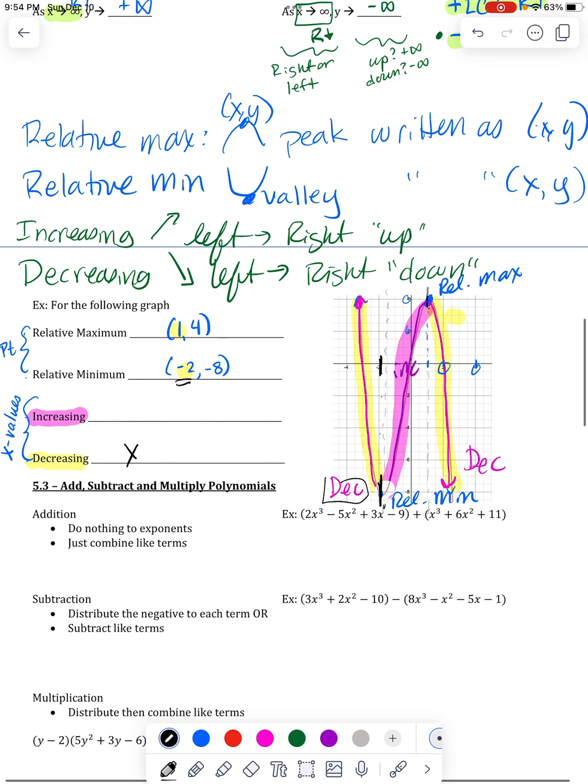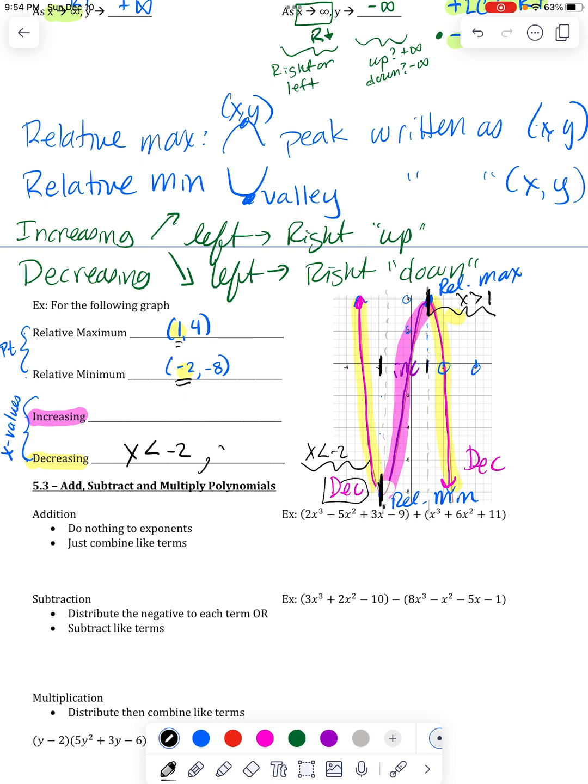My x's, you always use x's, would be less than -2. That's one of the places that it is decreasing, because this region over here is going to be x's that are less than -2, because once we hit -2, it starts going up. Let's go over and find the other place that it's decreasing. Well, from here on over, it's going down. And so there, x is greater than whatever this x was, and that x was 1.